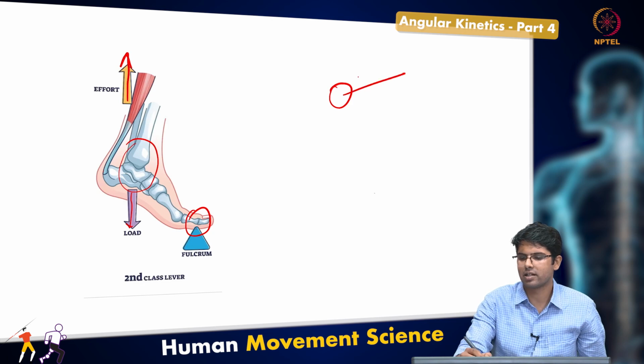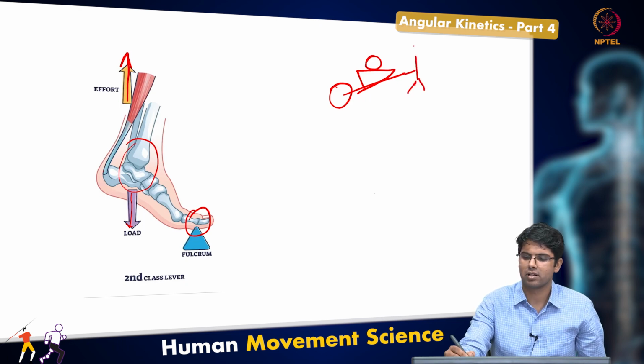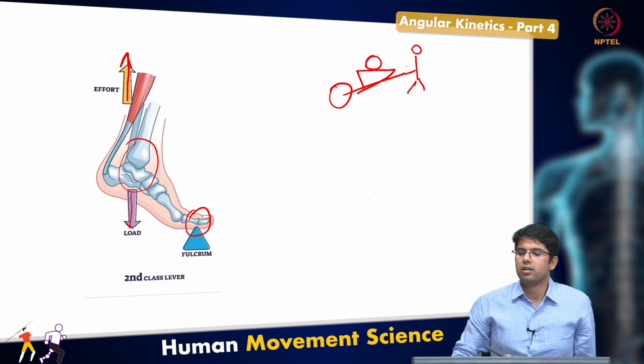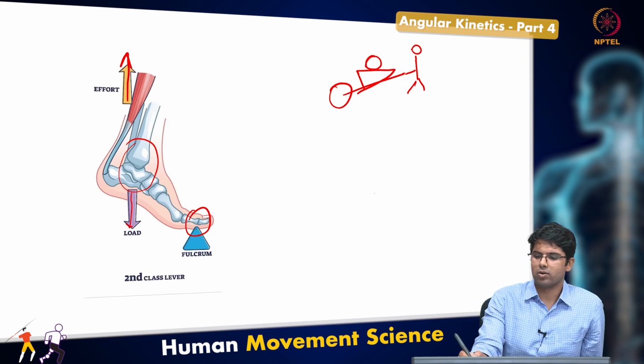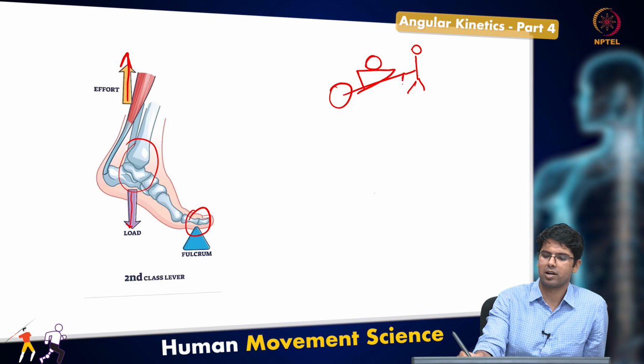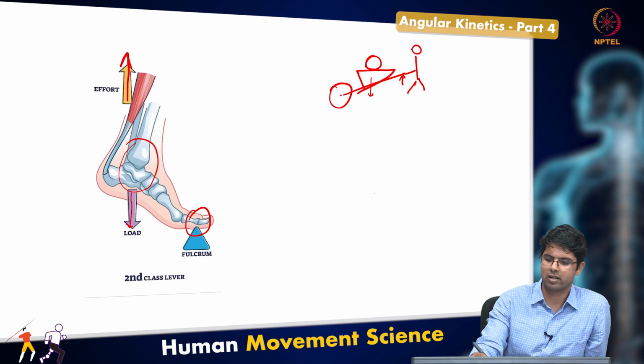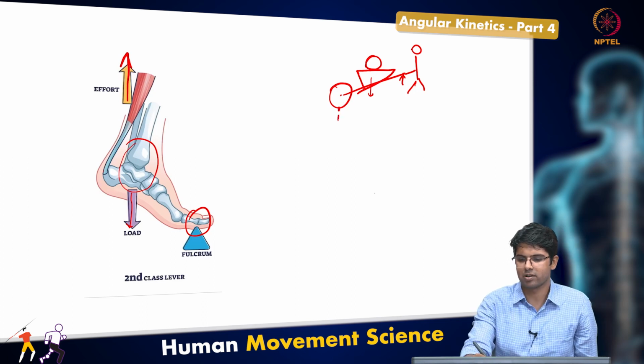So a wheelbarrow is another practical example of this, where you are carrying the load, right, and you can have the person carrying it. So you can carry huge amounts of load because you are applying the motive force here. The load is acting here, and this point acts as the fulcrum.